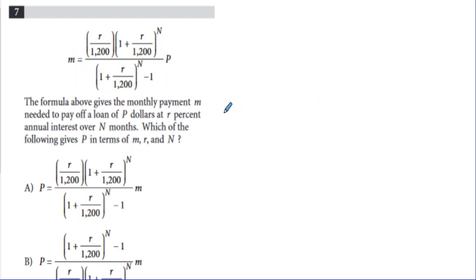Okay, look at this disaster. So the formula above gives monthly payments. Which of the following represents P in terms of M, R, and N? Here's what I want to point out about this question. When it says give P in terms of, what they're basically saying is I want this to be P equals something. Currently this is an M equals. So if I reword this in plain English, instead of this being solved for M, I want you to solve it for P. So what that means is this whole mess of an expression here just needs to be moved to the other side.